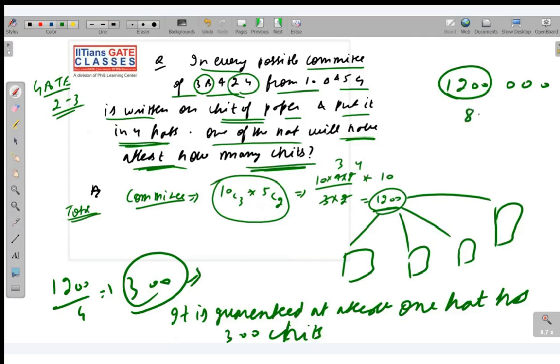Another possibility can be you give 800 here, 400 here, and the rest two zeros. Again, it is guaranteed that at least one head has 300 chits. Two heads are having at least 200 chits now. No problem. So I am saying at least one head will have at least 300 chits. I hope I have made the point clear.